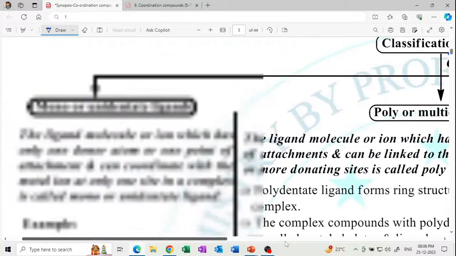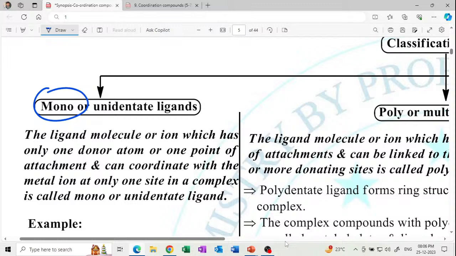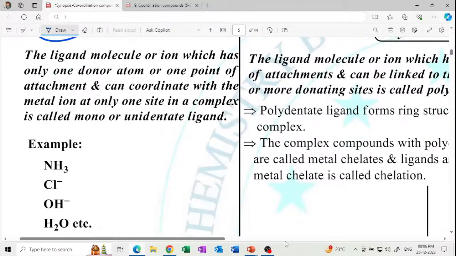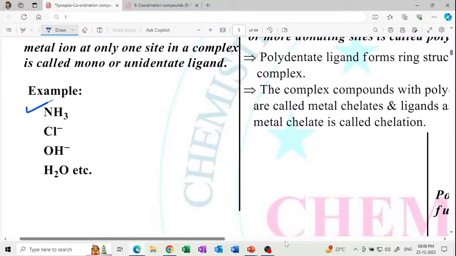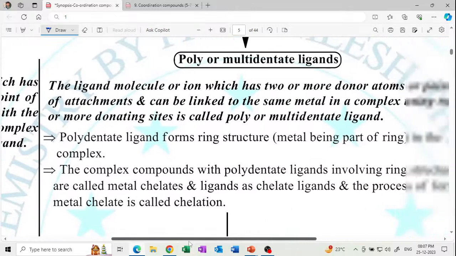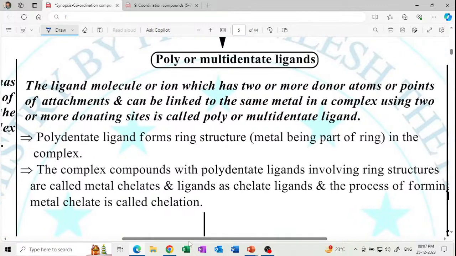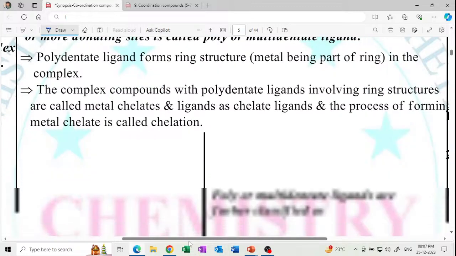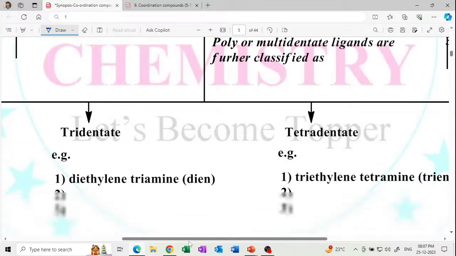These are the monodentate, unidentate ligand, a ligand which has only one donor atom. Only one donor atom. Remember the examples. These are the examples. And then polydentate or multidentate, which has two or more donor atoms. Get it? And again it is further classified as bidentate.